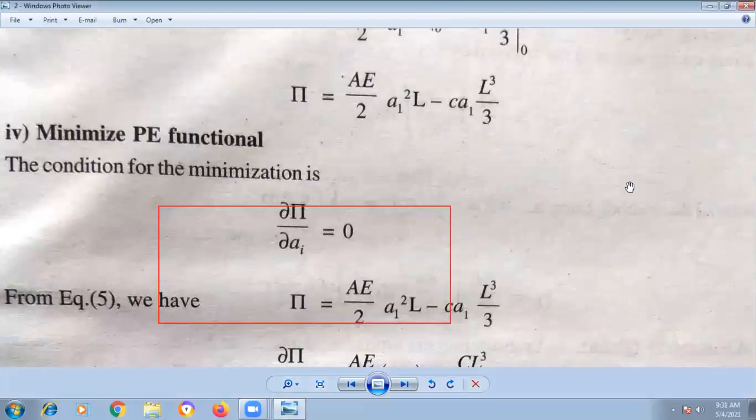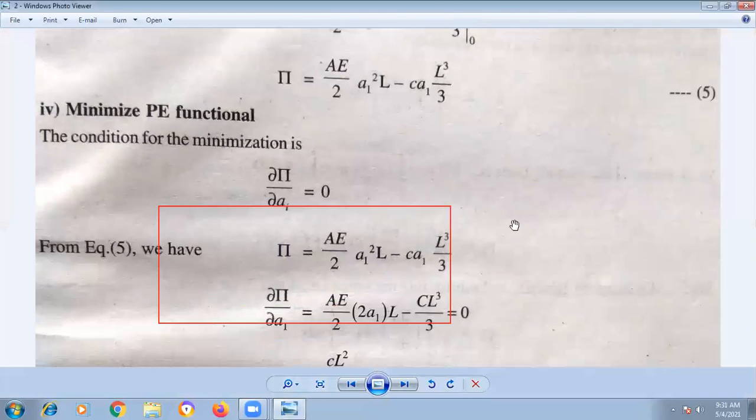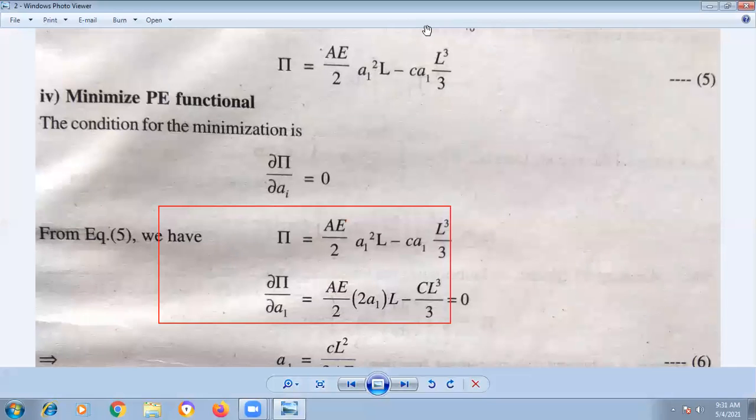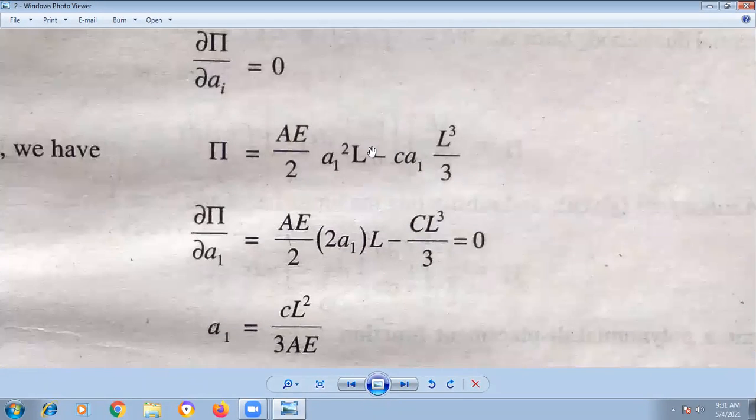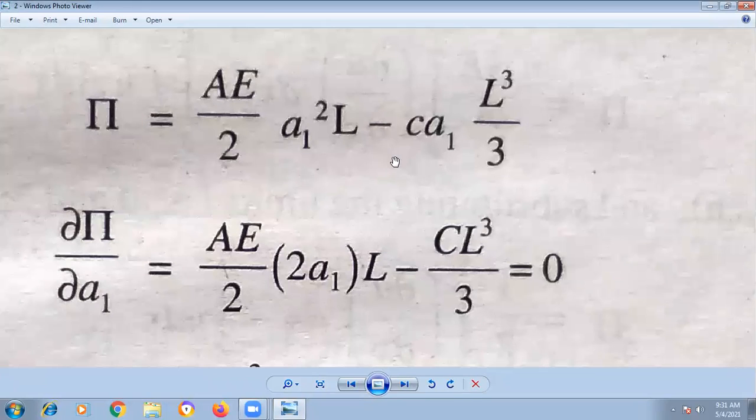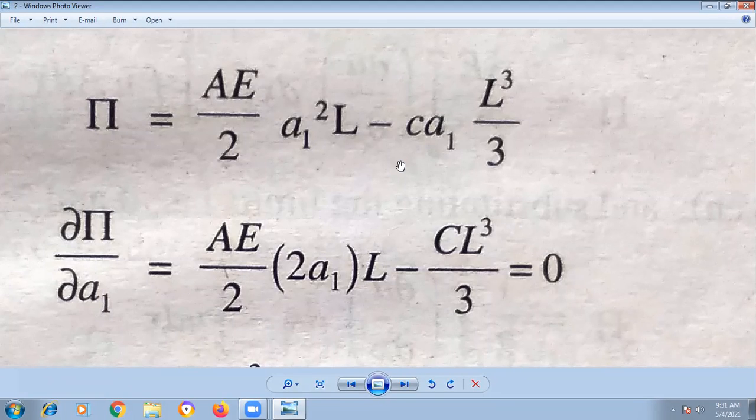Now let's come here. We have to minimize the potential energy functional. What is the condition? Dou pi by dou A i equal to 0. We have only one Ritz parameter, therefore dou pi by dou A1 equal to 0. Now the function pi we have written equal to AE by 2, A1 square into L minus C A1 into L cube by 3. Substitute the value of pi and differentiate it.